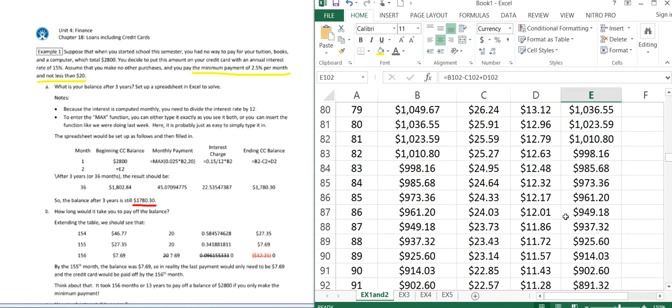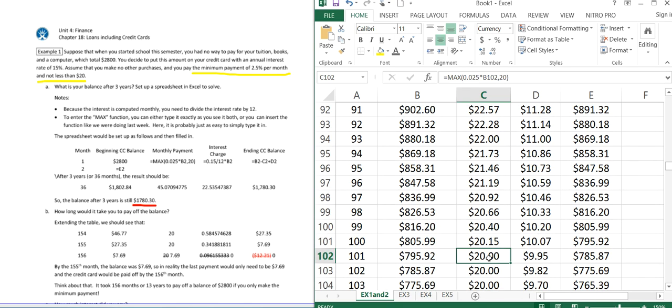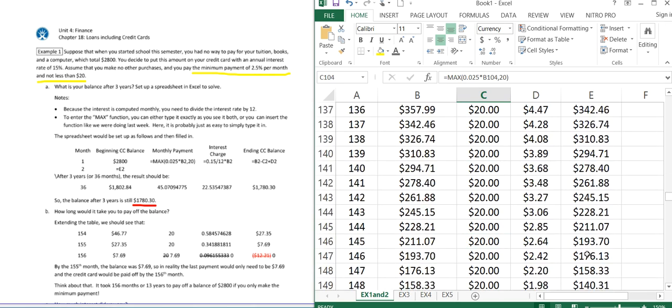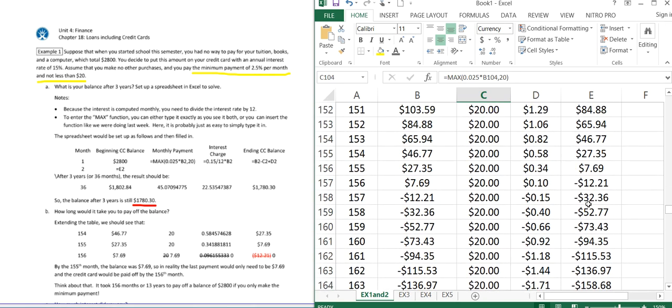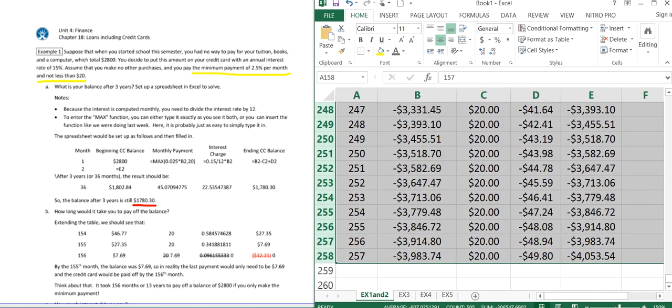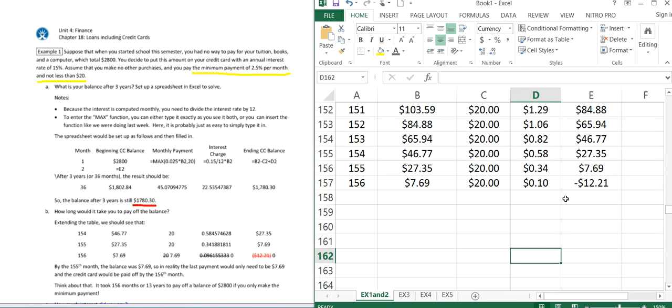So I can see, first of all, notice it was right around month 100, month 101 actually, that it changes from 2.5% of my balance. And so once that 2.5% of my balance drops below 20 bucks, then we just have to send in $20 payments until we're paid off. And we get paid off here, it looks like by month 157 is when we actually were paid off, because that's when my balance went to a negative.